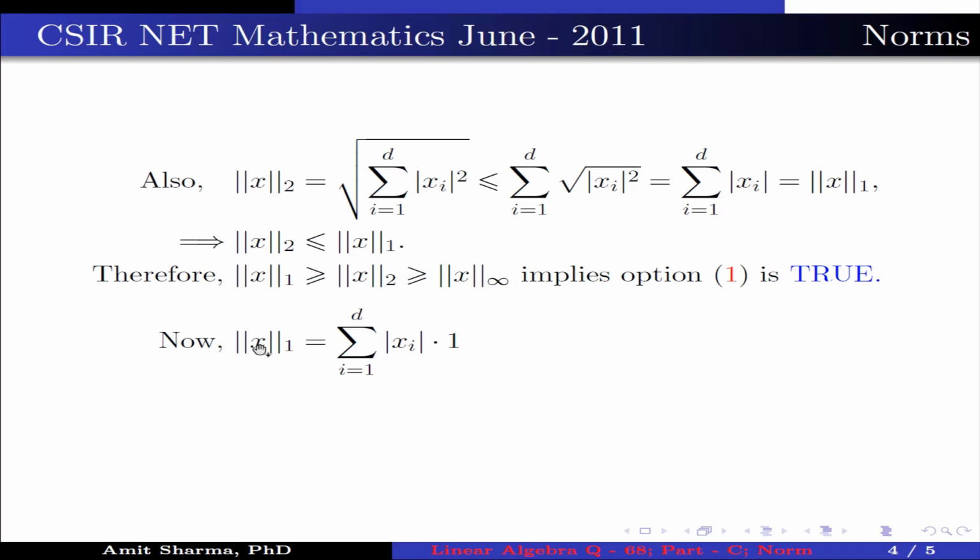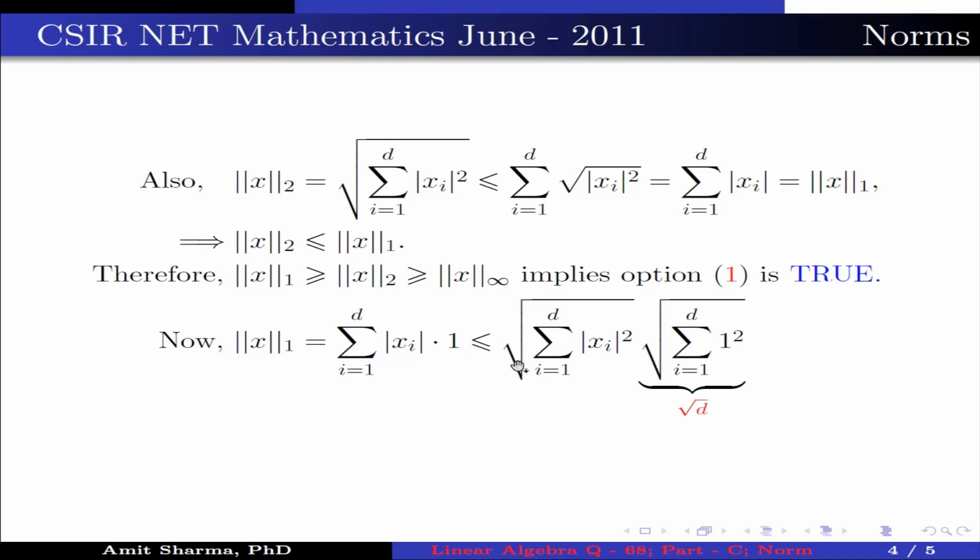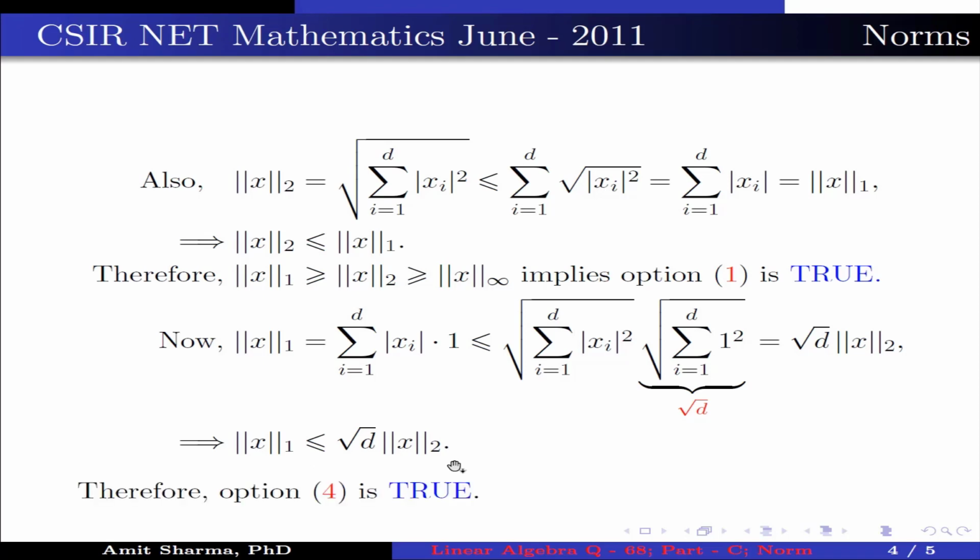Now, 1-norm x is equal to summation i varies from 1 to d of |xi| into 1, which is less than or equal to square root of summation of |xi| square into square root of summation i varies from 1 to d of 1 square. This is the value of square root of d, which is equal to square root of d into 2-norm x. This implies 1-norm x is less than or equal to square root of d into 2-norm x. Therefore, option 4 is true.